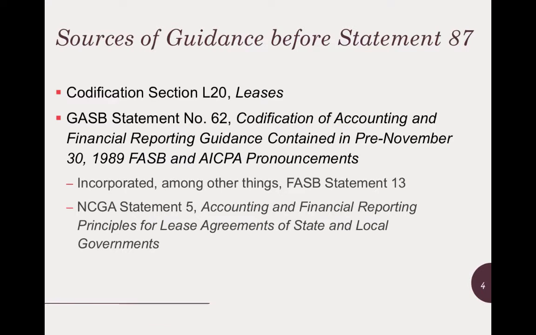So looking at the way things have been up to this point, the standards for leases for the GASB are codified in Section L20 of the GASB's codification. Much of that is actually FASB established guidance as it existed on November 30th, 1989, which is the date of the finalization of the jurisdiction agreement between the GASB and the FASB 5 years after the GASB was created and after a study was done to evaluate GASB's effectiveness in that first 5 years.